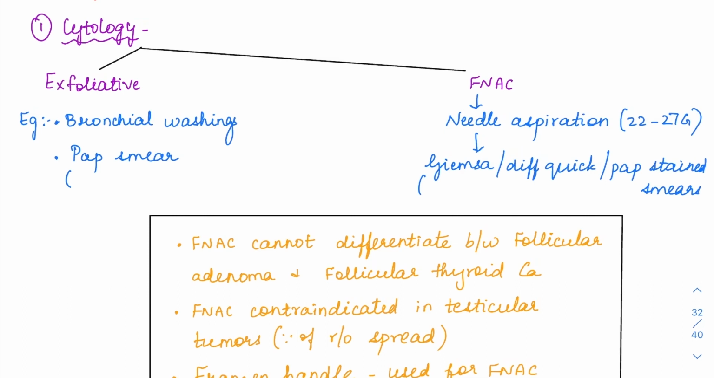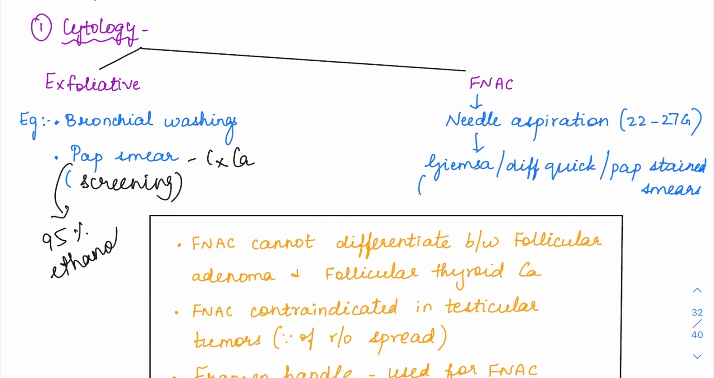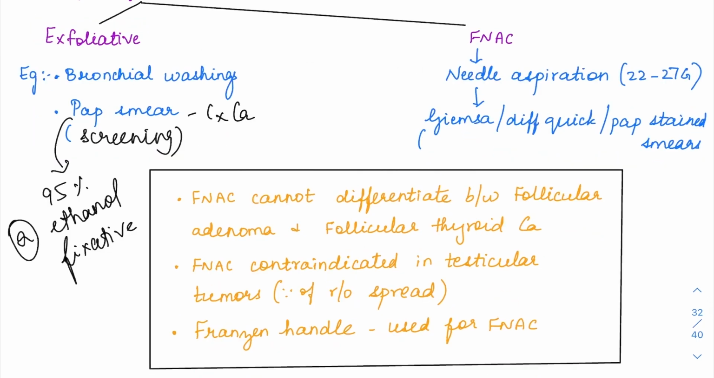And then pap smear. Pap smear is the best screening test we use for detecting cervical cancer. So it's a screening test. This pap smear uses the Papanicolaou stain, and for this stain you have to use the fixative, which is 95% ethanol. Immediately after making the smear from the Ayre spatula, you have to spray it with this 95% ethanol before it gets dried.